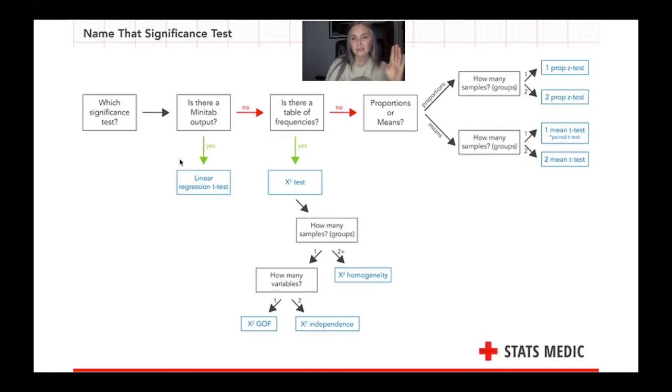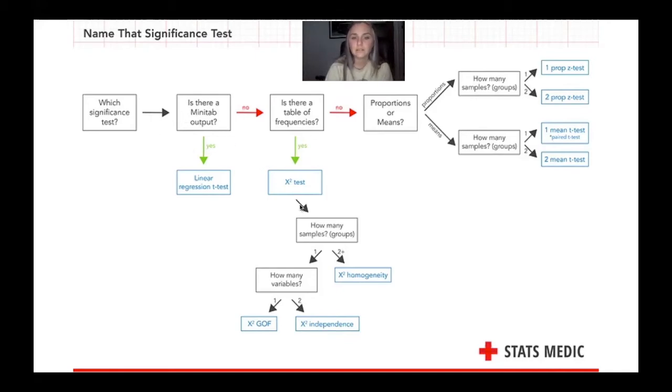There's also a linear regression t-test we haven't talked about, but you've actually seen that Minitab output. It's like when we were looking at line of best fit and making the lines, and then we had the little output where it gave you slope and y-intercept. I don't know if you remember that, but there's a test for that too.